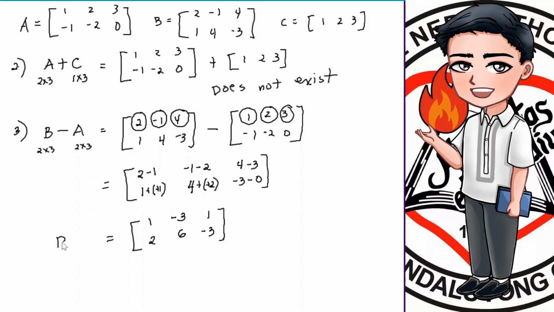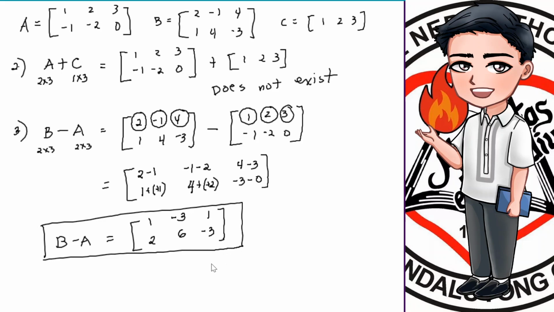So B minus A is equal to this matrix. That's it for addition and subtraction of matrices.